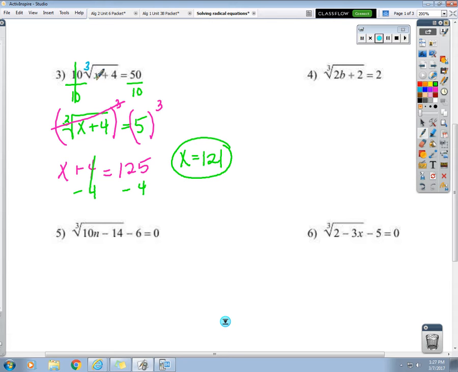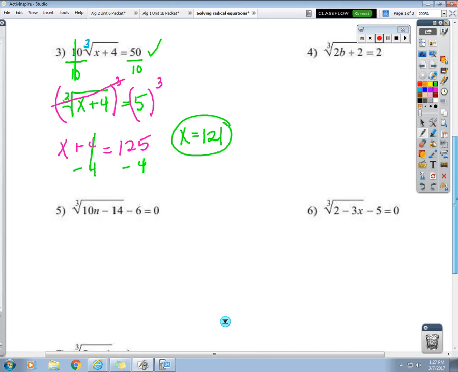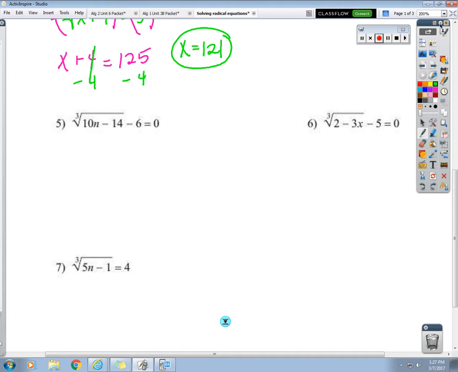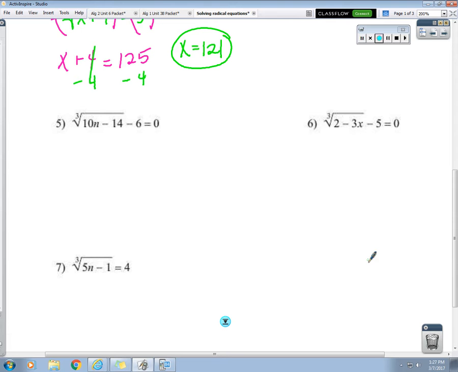Right, and then you would plug it in. 121 plus 4 is 125. The cube root of 125 is 5, and then 5 times 10 equals 50, so it works. Number 6. Just in case people watching want to see the video or see the homework gone over. Okay, number 6. What should I do first?